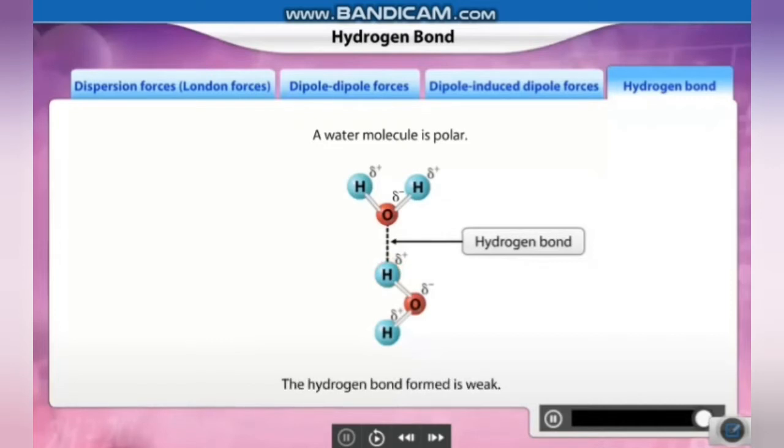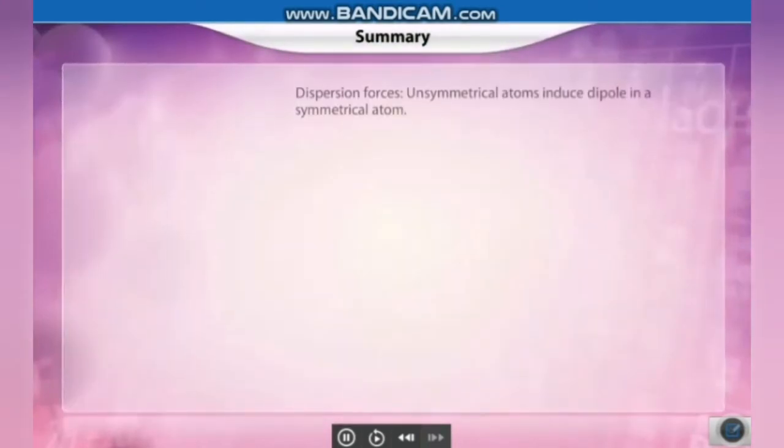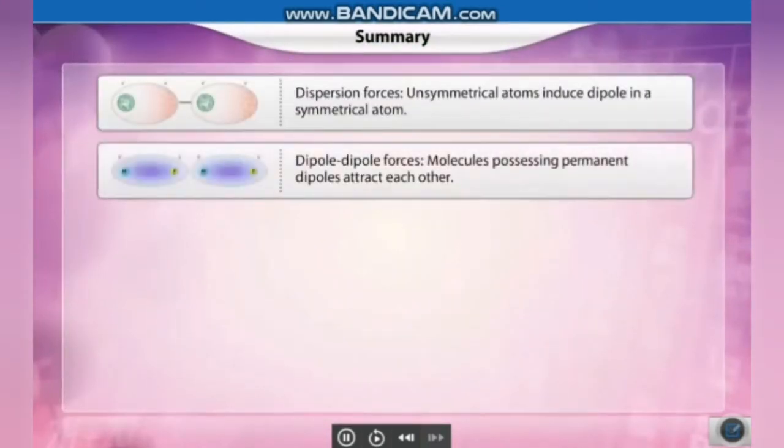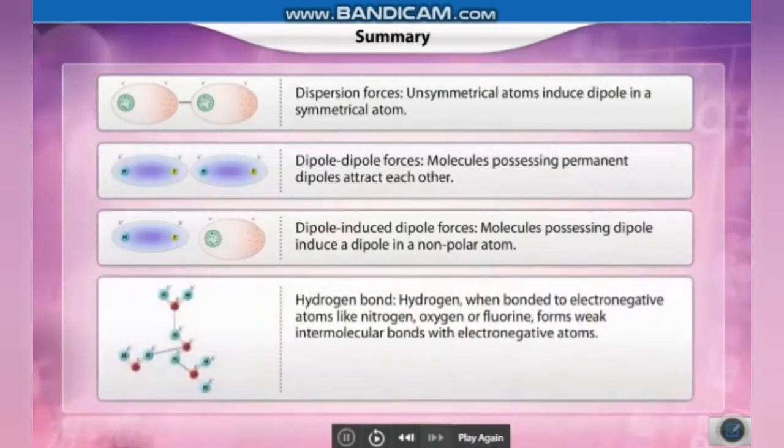But the hydrogen bond formed is a weak bond, and this keeps on continuing as many water molecules as come in contact. Let's see the summary here: dispersion force, dipole-dipole forces, dipole-induced dipole force and hydrogen bond.